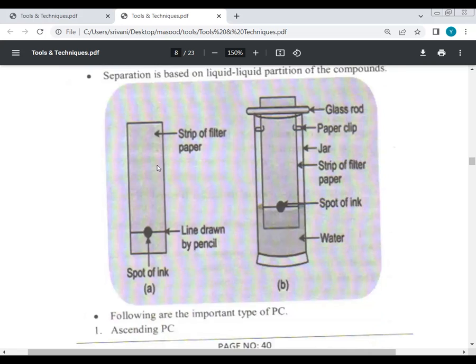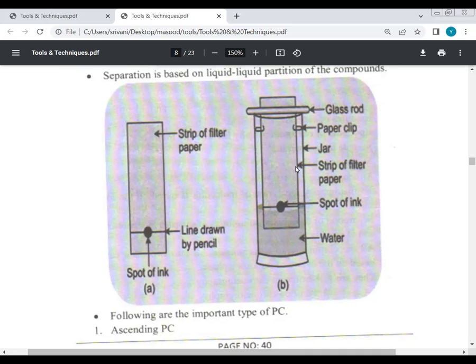So here a diagram is given. This is the spot of ink, means the ink we have taken here as a spot, and the line is drawn by pencil. This is the line, means you can take 1 centimeter or otherwise 5 centimeters. You can mark it according to how much substance is spread on this slide. Okay, a strip of filter paper.